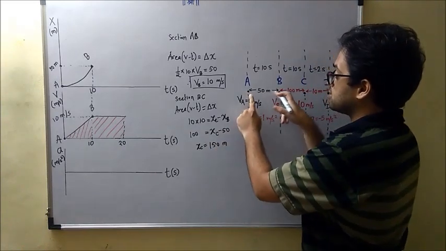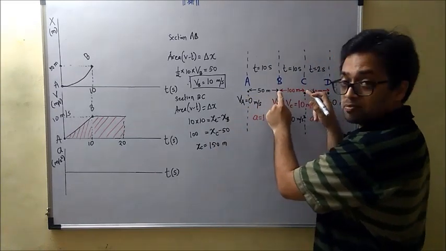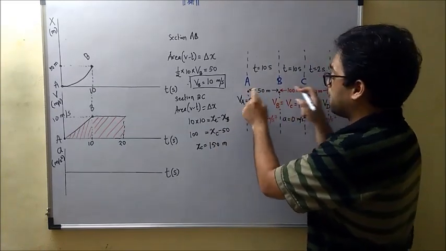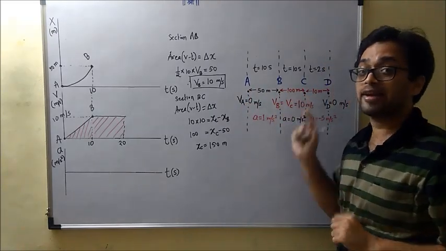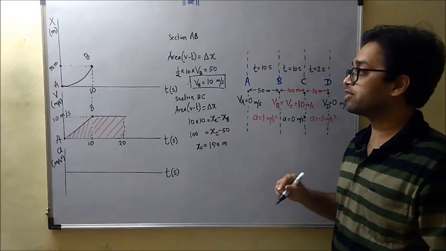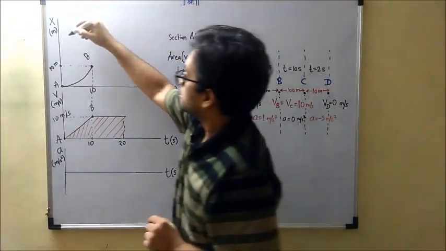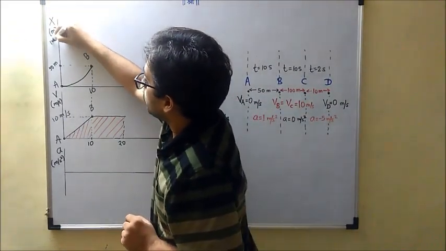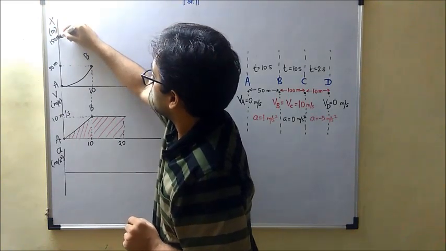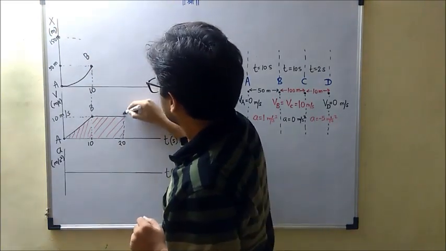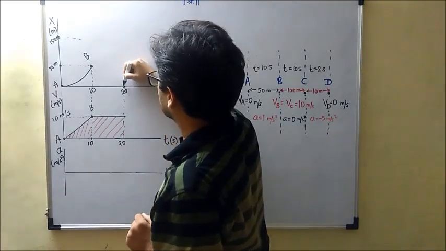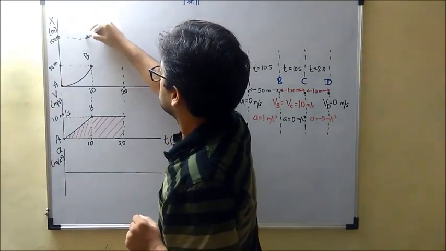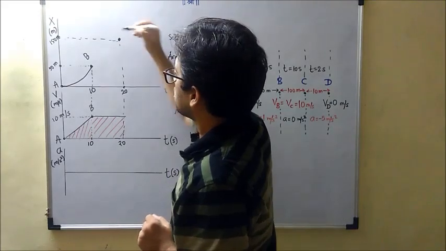This distance is 50 meters. So how much should this be? 150 minus 50. This distance should be 100 meter, and that is what you can see in the red color. That means using kinematic equations, we had got the same answer. So here is our 150 meter position, and it is at what time? At another 10 seconds, so the 20-second mark, right? So this is that location.